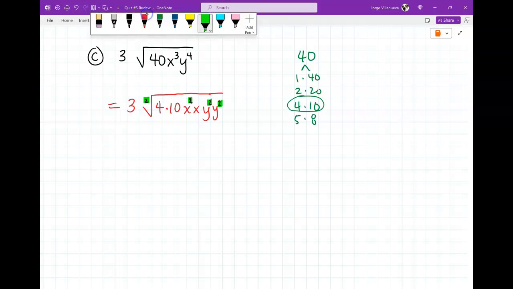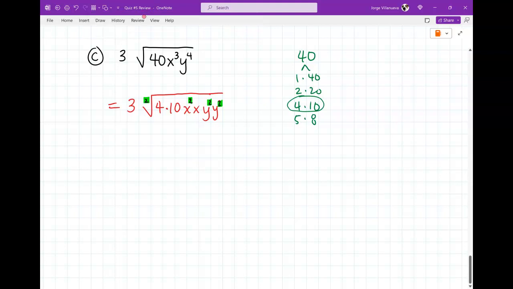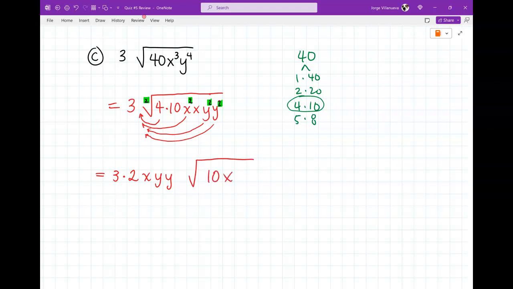So here we go. I'm going to draw arrows so you can see what's coming out. Okay, this 4 is going to come out. This x is going to come out. This y and this y as well. All of that's coming out. So it's going to look a little messy, but let me write it out without multiplying anything. It should look like this: 3 times the square root of 4 is 2, and then x, y, y. Okay? By the way, if you're wondering where the heck that 3 is from, the one in the very front, it was already there. Okay? So the 2xy came out. Square root of, and what's left over? 10x, right?